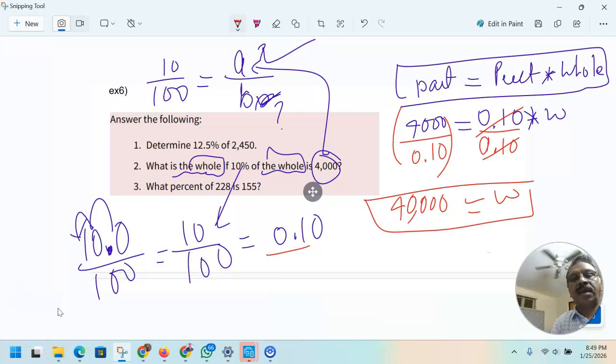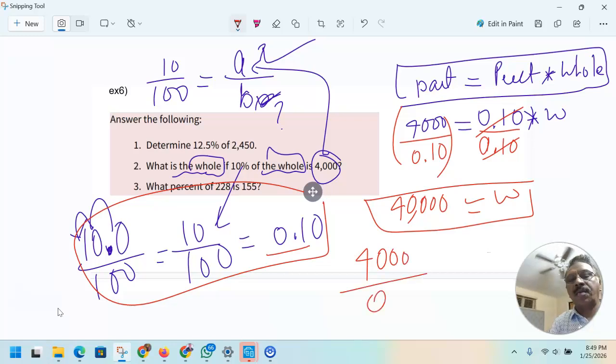But you may say, is a calculator needed here? You can see it was 4,000 divided by 0.1, and you can easily move this decimal. Or the best thing is you multiply by 10 and 10. So with this 10, move the decimal one place to the right, and this 0 you add up here.